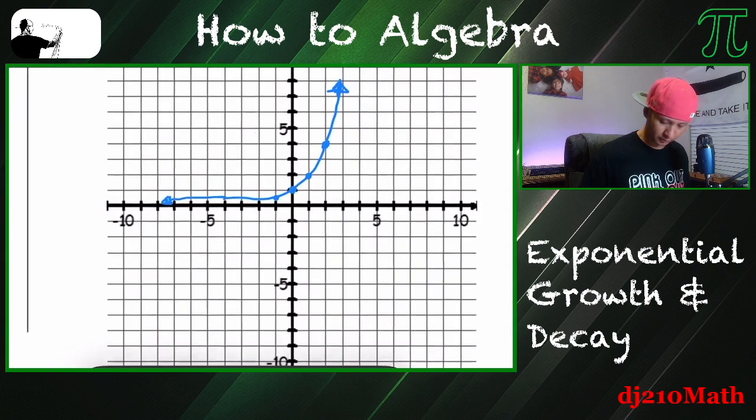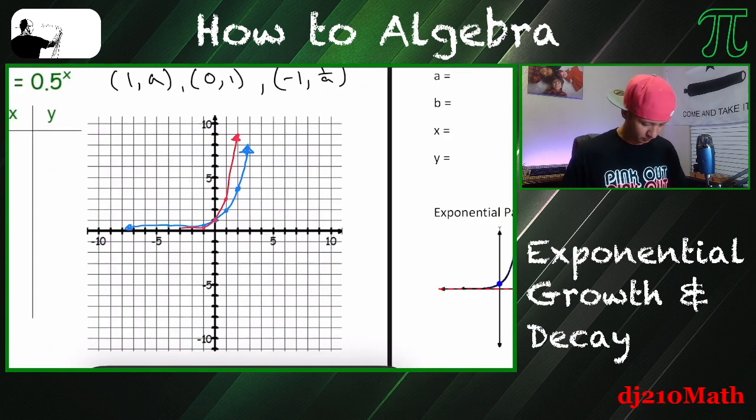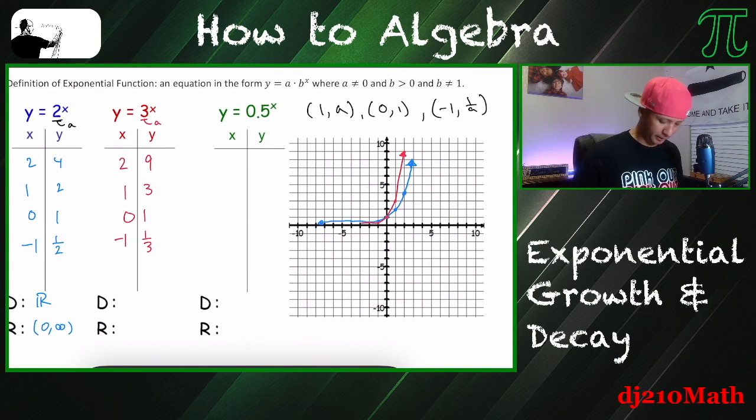All right, so looking at the graph, (-1, 1/3), (0, 1), (1, 3), and then (2, 9). All right, so the domain and range for this one, domain is still all real numbers, right? X could be anything from -infinity to infinity. And the range is going to be, again, from 0, not including, up to infinity.